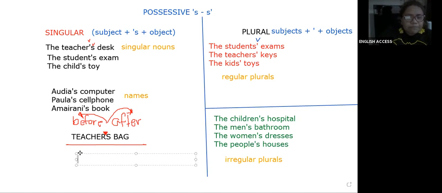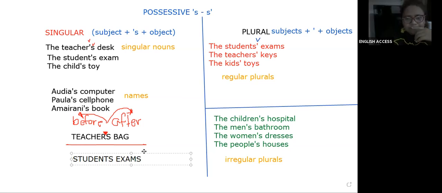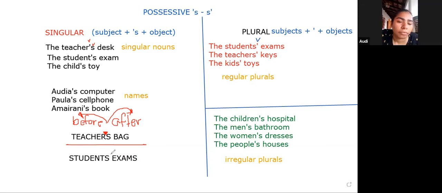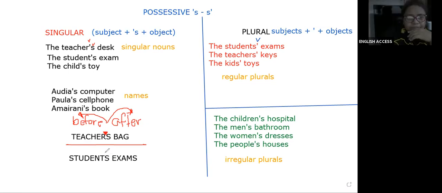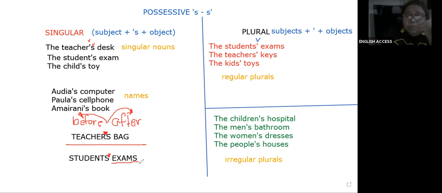Vamos a hacer otra. Ahora aquí en este. Students exams. A ver ahí, chicas. Tell me. The apostrophe goes before or after the S? After. It goes after the S. After. Why? Because this is a plural. It's plural because it says exams. Okay, it's plural.